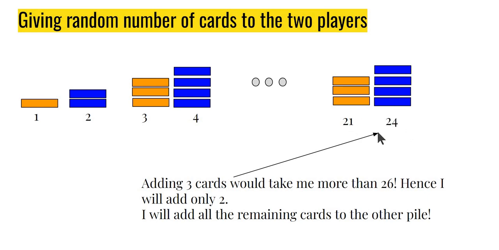And let's say now I have to give 3 cards. Well, clearly I can't give this guy 3 cards anymore. So what I'll say is, okay, look, I'm going to give you 2 cards. That will take you to 26, and all the remaining cards should go to the other pile. Now I'm going to make this check on both of these. Any of these reaching the limit of 26, I will stop this.